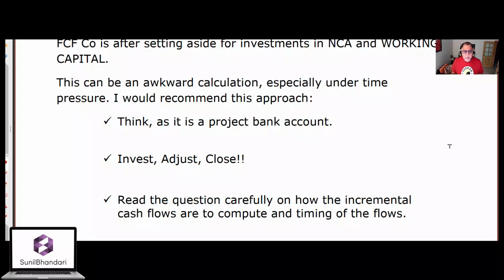Now, you've then got this next line: invest, adjust, close. What do I mean by that? At the start of the project, time zero, you've got to put some money into that bank account. You've got to invest. There's got to be what we call a negative, an investment, taking the money out of the normal corporate bank account and putting it into this working capital project bank account for our specific project.